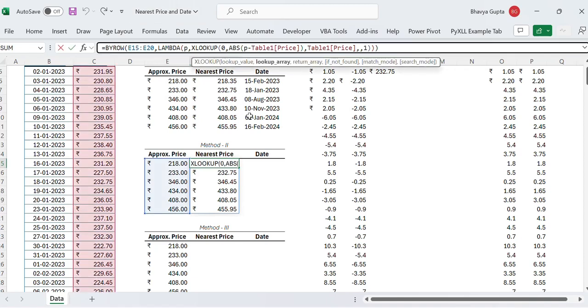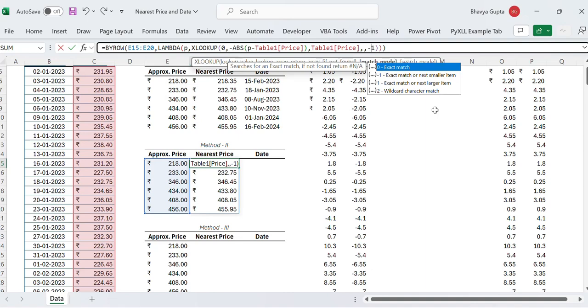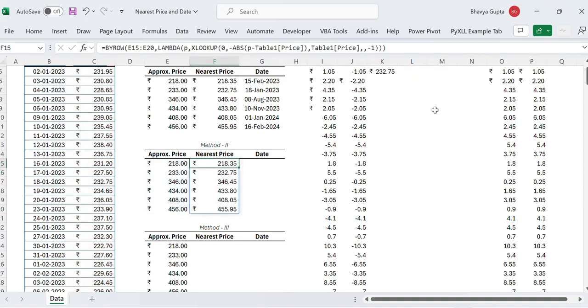We could keep that negative sign as well, just for reference that signs don't matter. The only thing that matters is signs should be similar. So we can use that as well.